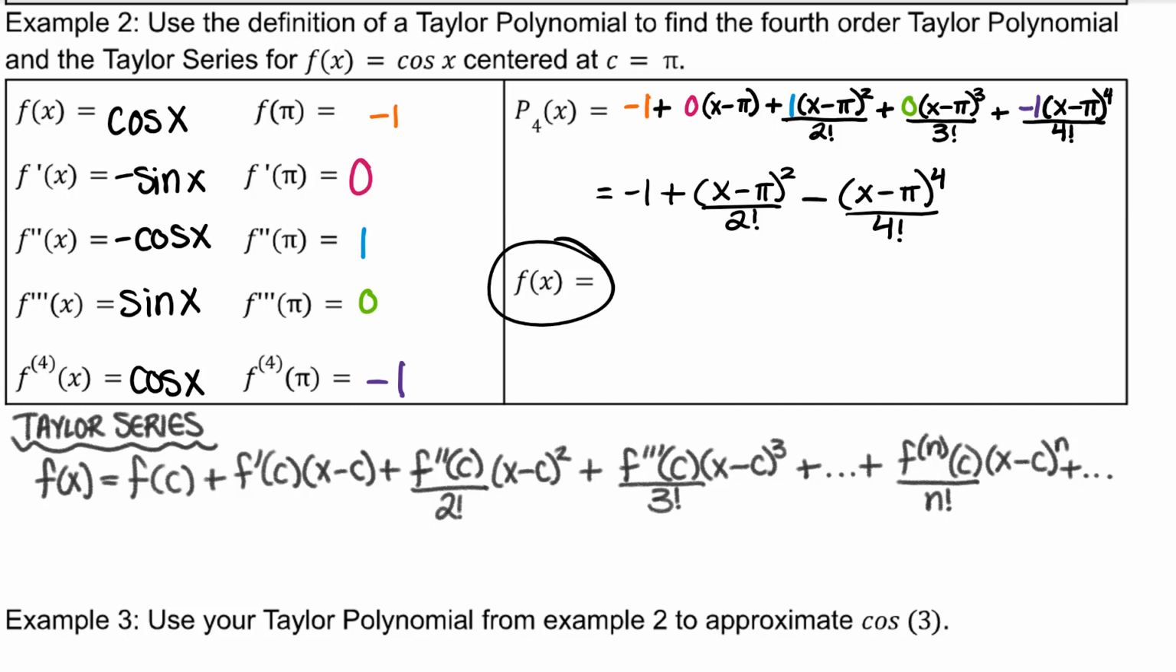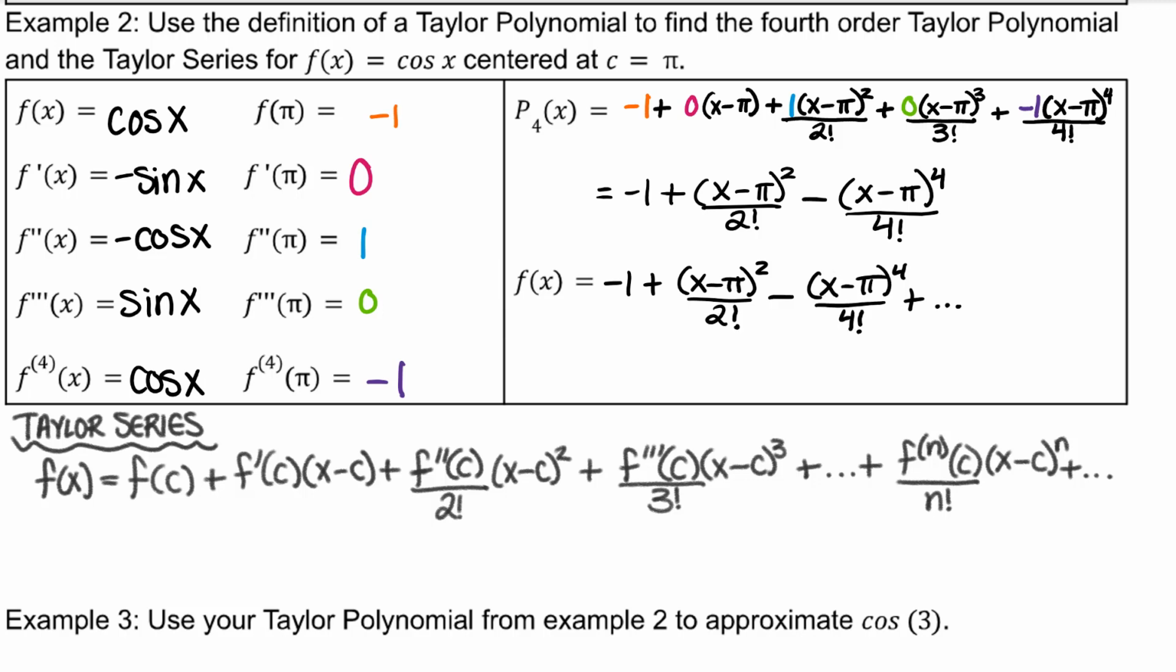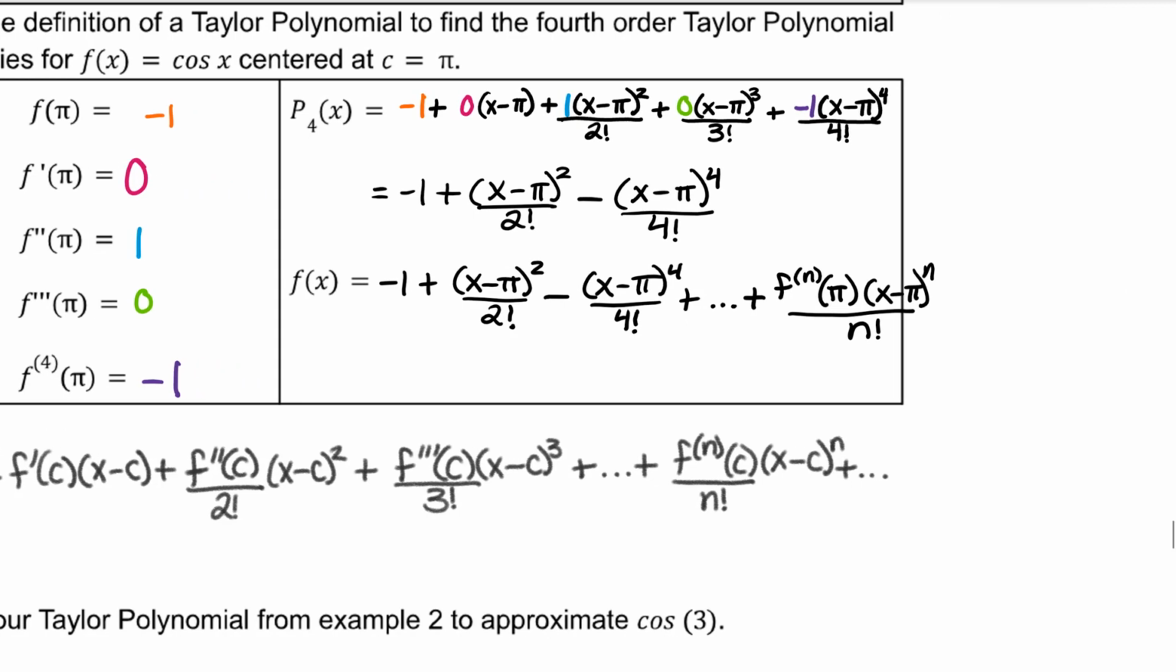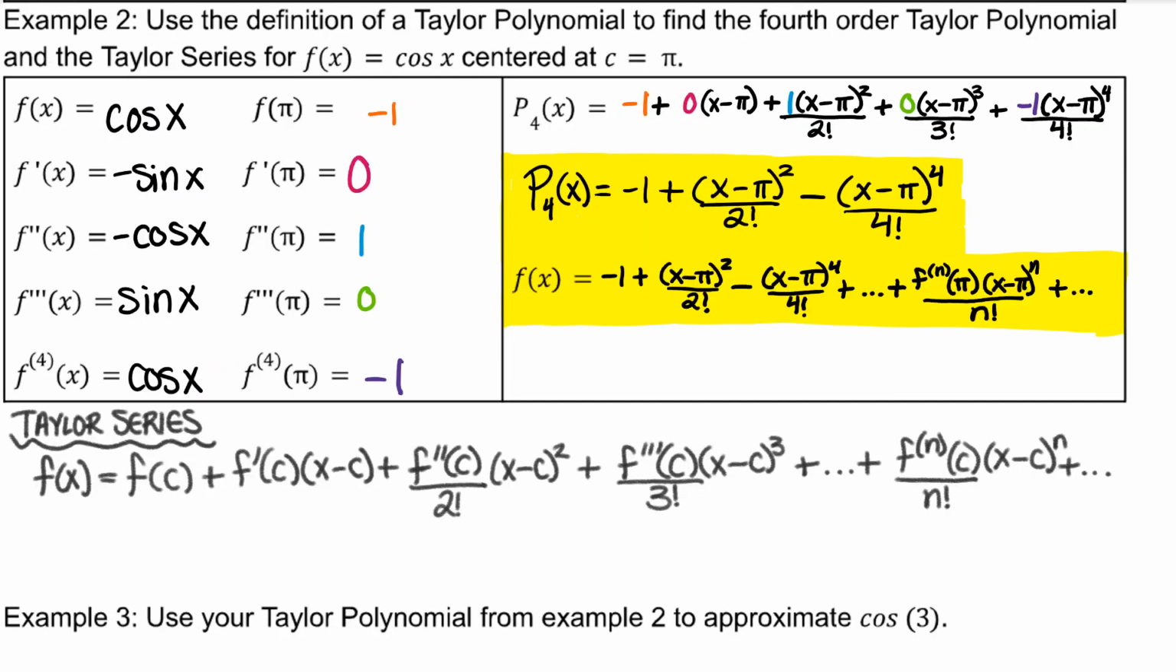Our series will have the same terms, plus dot dot dot plus our general term. Our general term is the nth derivative at c, remember c is pi, times x minus pi to the n all over n factorial. Don't forget a plus dot dot dot at the end. And there is our polynomial and our series.